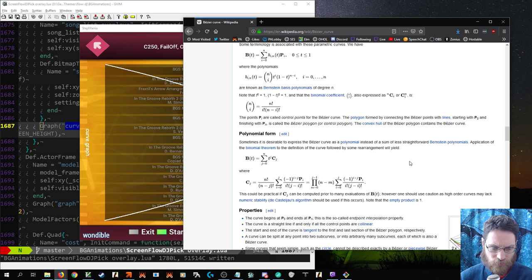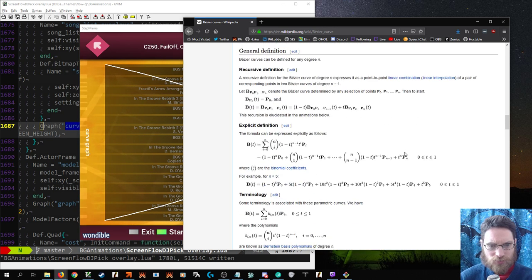B of t, sum of j equals 0 to n, of c times t to the j. Where c is quite a little number. What the heck is n? This could be practical, can be computed prior to many evaluations, but may lack numeric stability. So, looking up, maybe a spline formula would be more efficient.